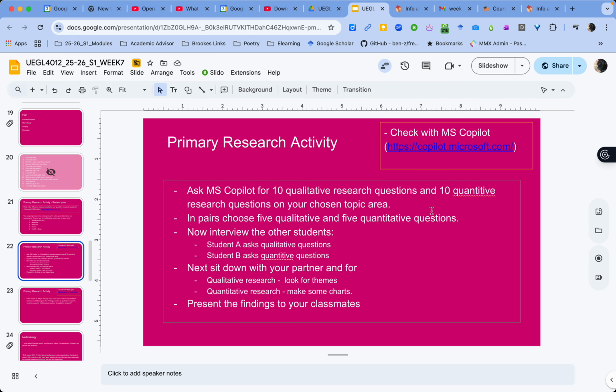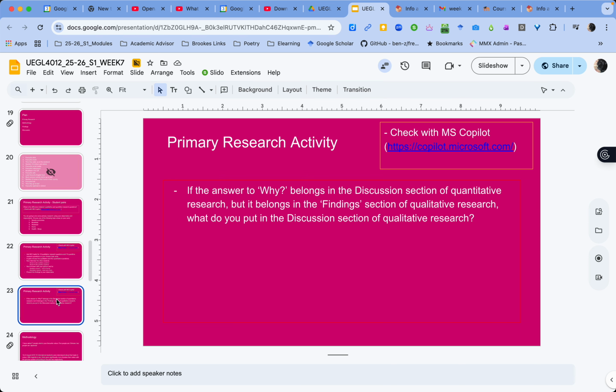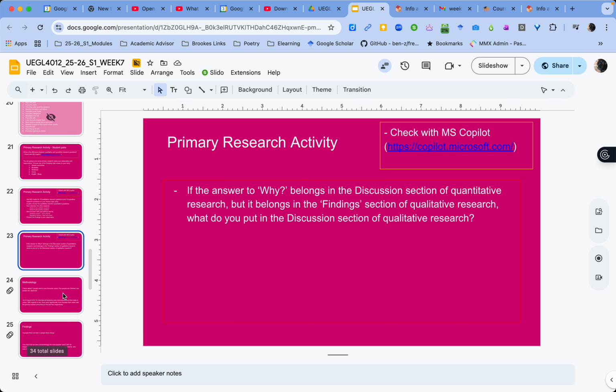This is very relevant to what they're learning in their Research 3 class. So they should have some grasp of the difference between qualitative and quantitative research questions. And so it just embeds that in their mind. So I would go through those two there.